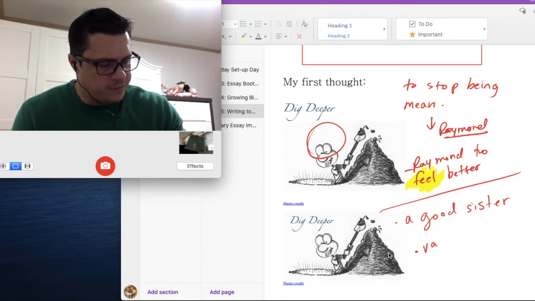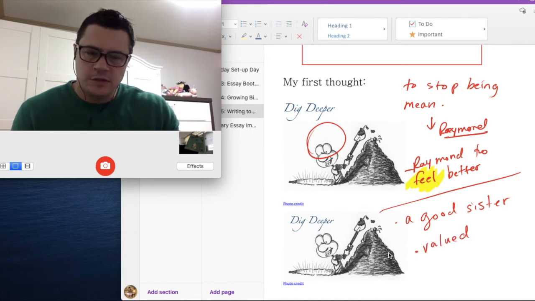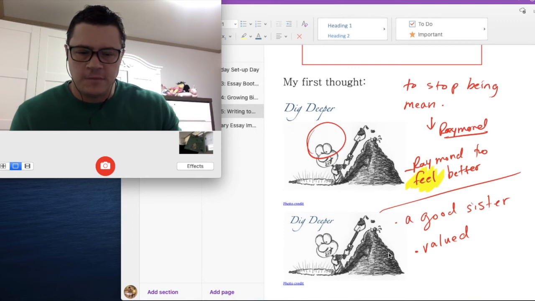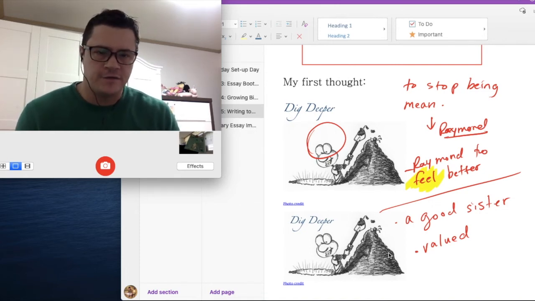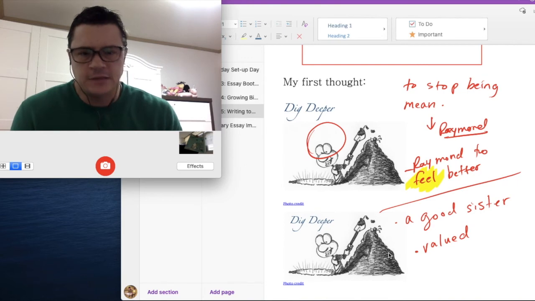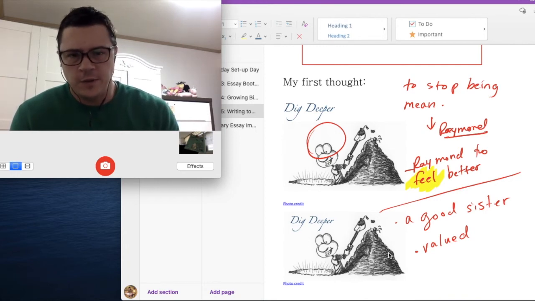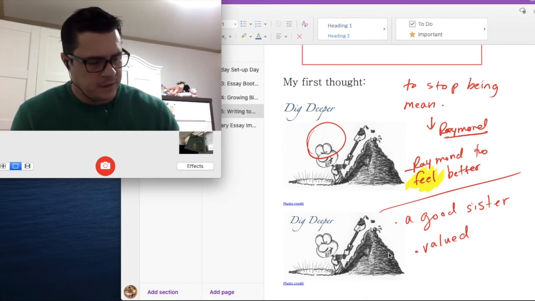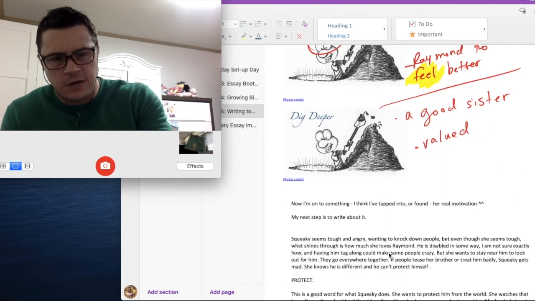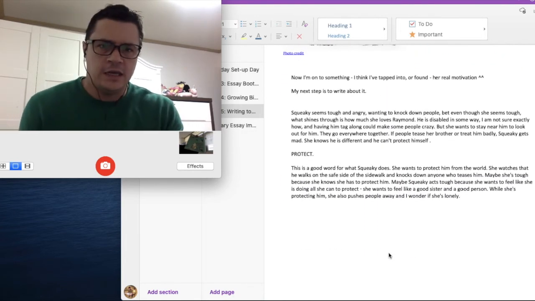maybe she wants to feel valued. And she wants to feel like her actions make a difference in the world. Okay? And maybe this is the reason why she acts tough. So now that I got these ideas, okay, I'm not just going to leave them here. I want to kind of unpack them. I want to get inside them a little more. So what I'm going to do, just like we did yesterday, is write long.